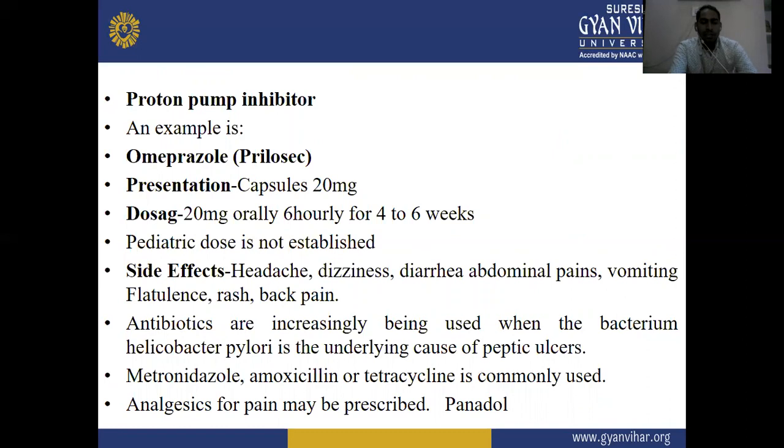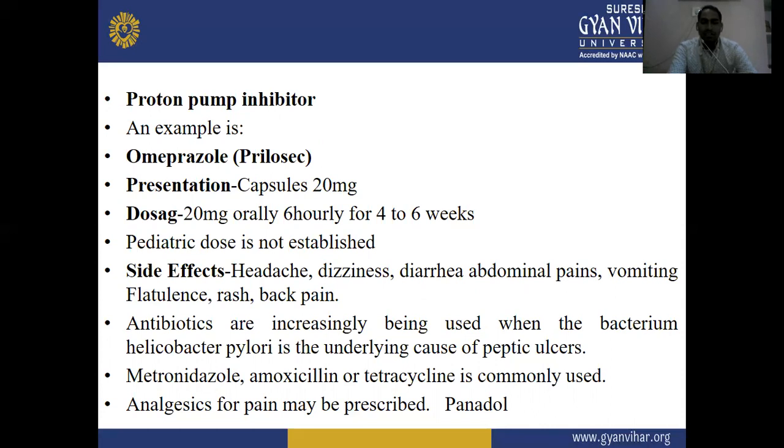Next one, proton pump inhibitors. An example is omeprazole, another name is Prilosec. Presentation: capsule of 20 mg. Dose: 20 mg orally for 4 to 6 weeks. Pediatric dose is not established. Side effects of proton pump inhibitors include headache, dizziness, diarrhea, abdominal pain, vomiting, flatulence, rashes, and back pain.